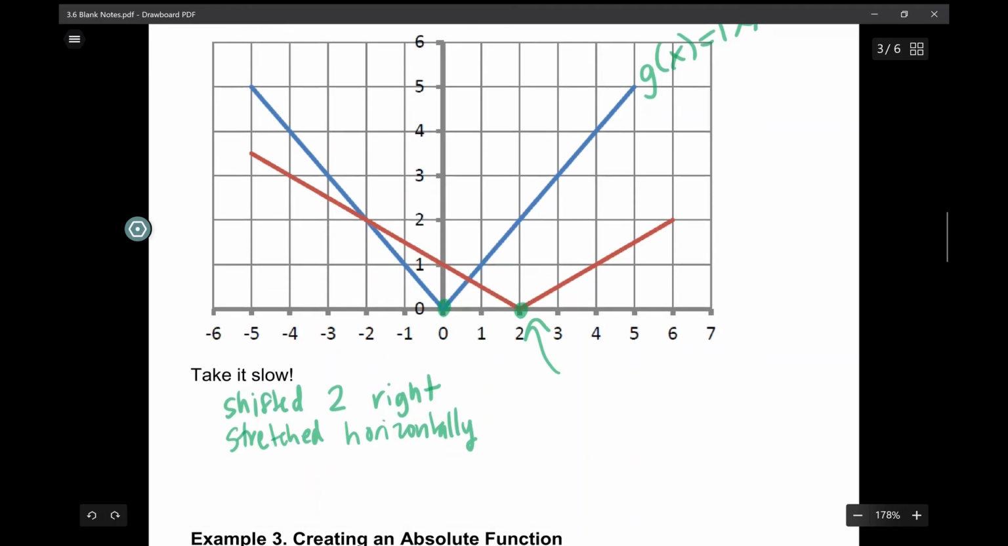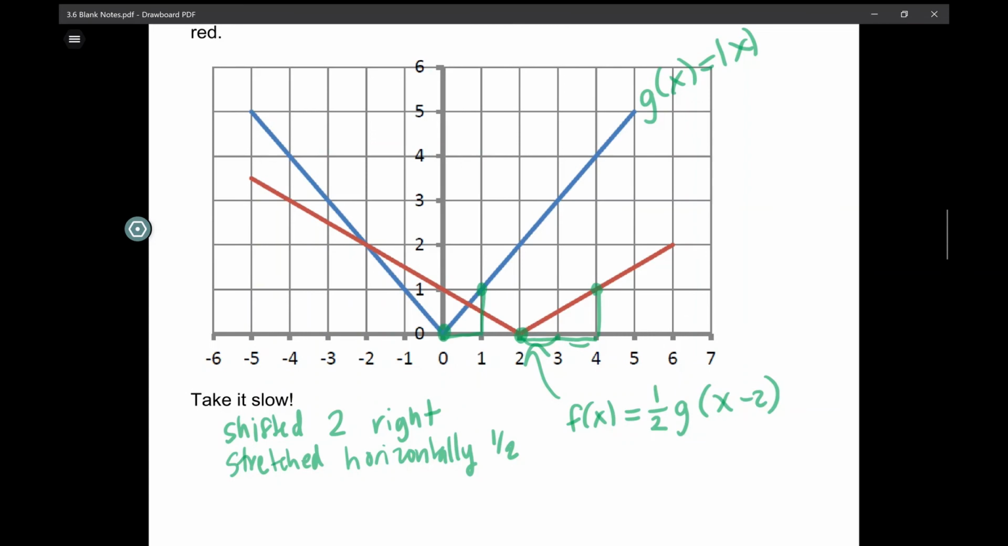All right, and it looks to me like it's a factor of 2 for the horizontal stretch, because I can see what used to be a change from 1 to 1, and now that takes me twice as long. That takes 2 units to get to 1 there. So I'm going to guess that's a stretch of a factor of a half. So I think that this function f of x is equal to my original absolute value function, g, and I want to shift it right, x minus 2, times 1/2.